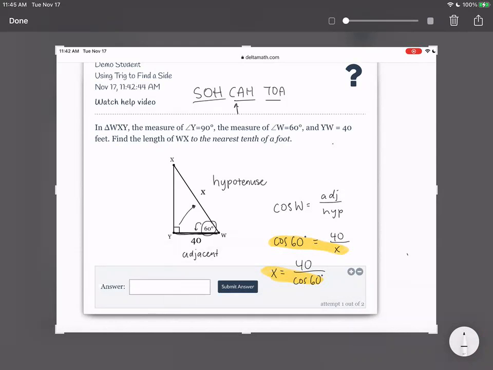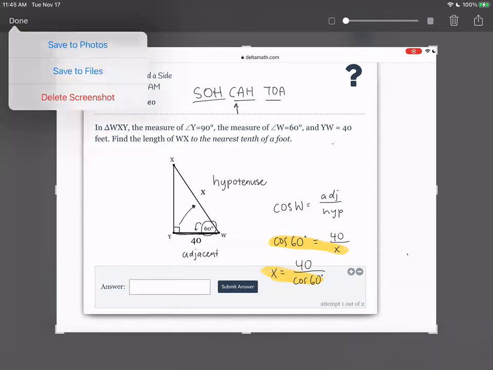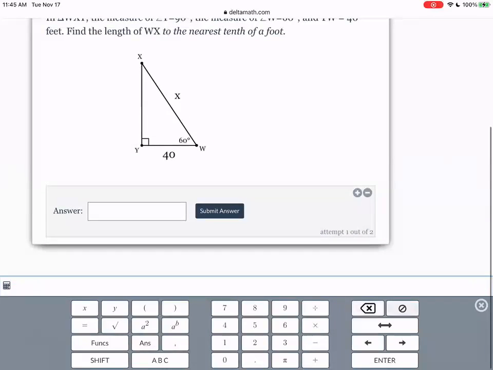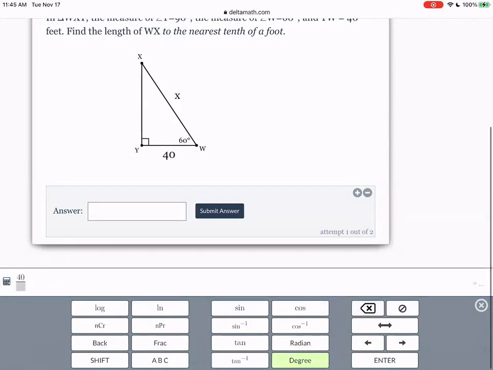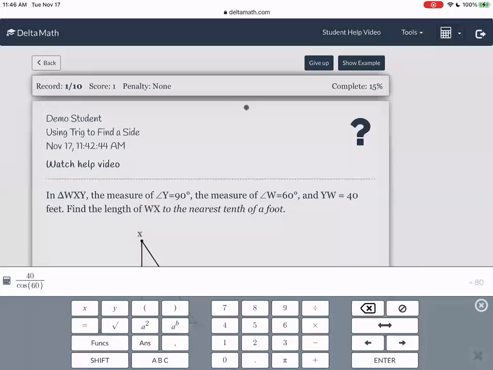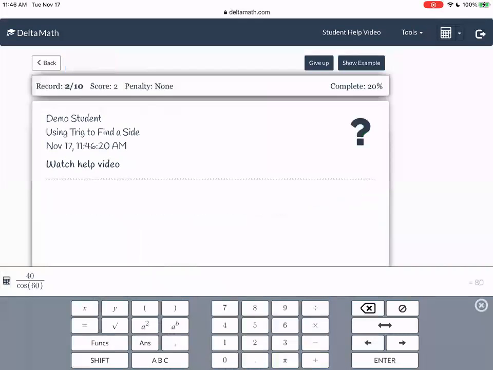Okay. 40 over cosine 60. I'm going to go type that in. Get my calculator up. 40 over cosine 60. It gives me 80. So we don't even need to round this time because it's just a flat 80. 80. Any questions? All right, submitting answer. Let's do some more together.